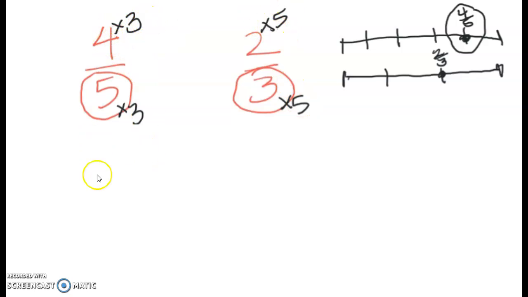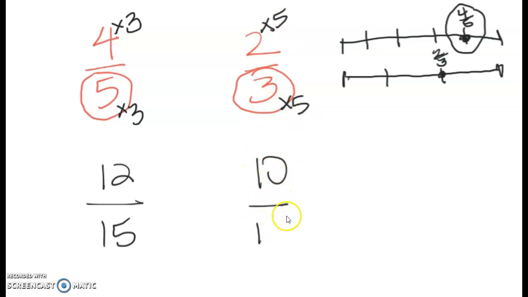So 4 times 3 is 12. 5 times 3 is 15. 2 times 5 is 10. 3 times 5 is 15. Now that we have the same denominators, we can actually compare the numbers and say, what number is greater? I already know that 12 is greater than 10, so 4/5 is going to be greater than 2/3. And that's represented here in our number line, right? So we see that in our number line here as well.